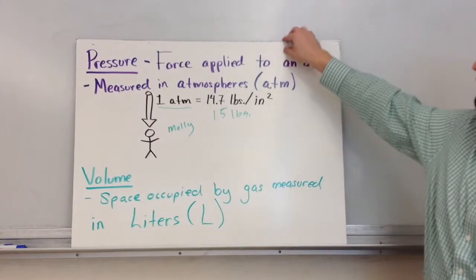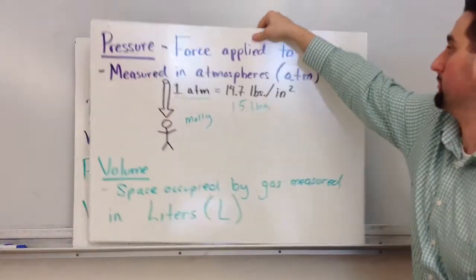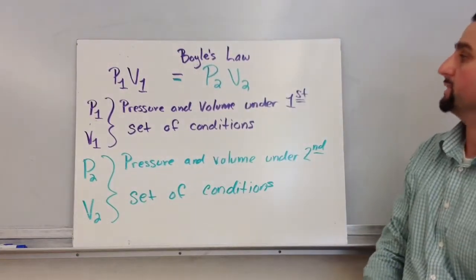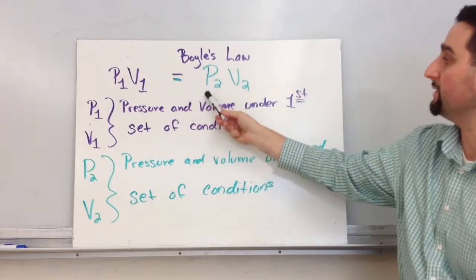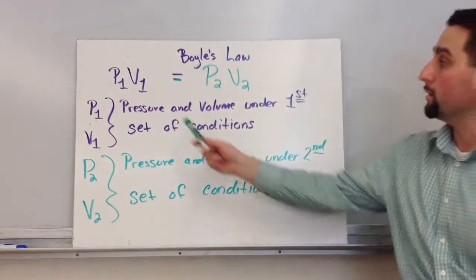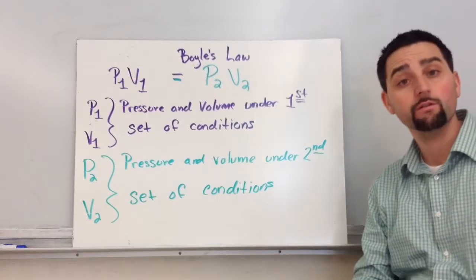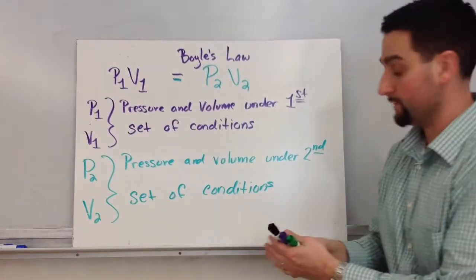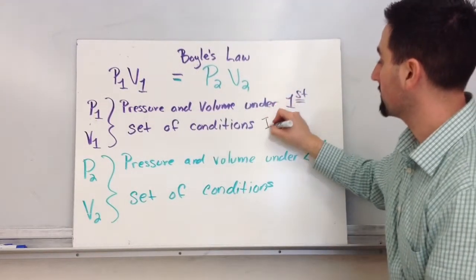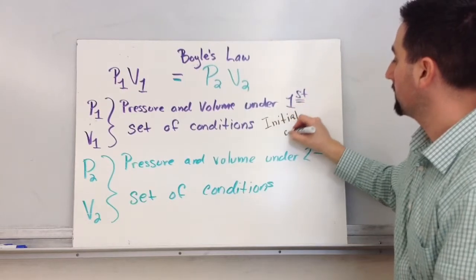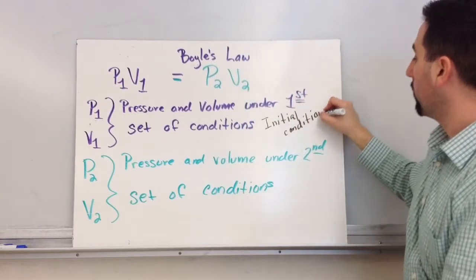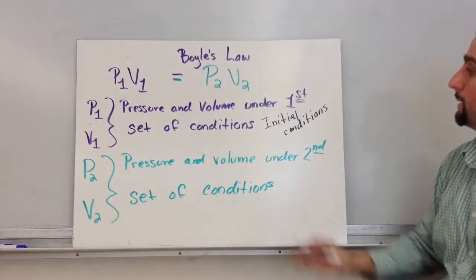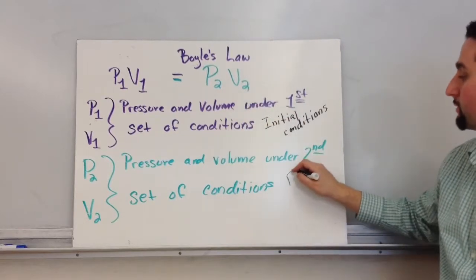All right. So looking at Boyle's law. P1 times V1 equals P2 times V2. So P1 and V1, that's my pressure and volume under the first set of conditions. In some textbooks, they'll call this initial conditions. What is the pressure and volume starting off in this problem? And my P2 and V2, these are my final conditions.